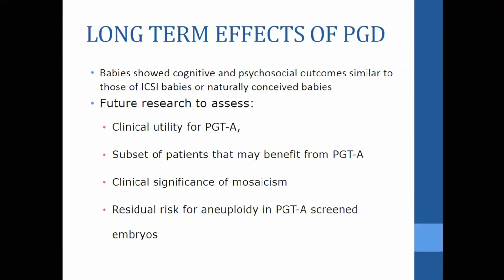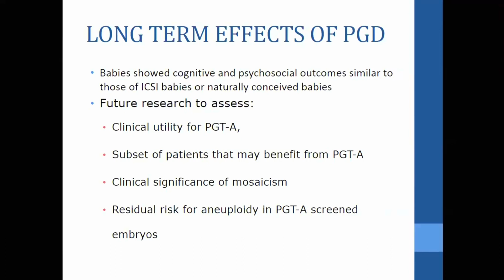For PGT for aneuploidy, there is a requirement of further research to assess the clinical utility. It is thought that some patients may benefit from screening for aneuploidy, whereas some patients do not benefit from PGT for aneuploidy. We have yet to identify the risk factors that have to be present in the patient to offer PGT for aneuploidy. Then the clinical significance of mosaicism is also not well understood.